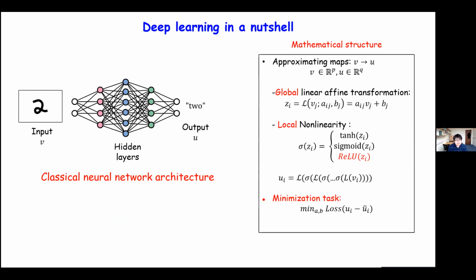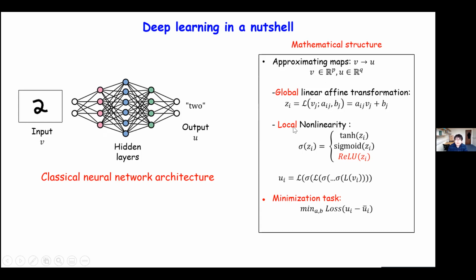So the mathematical structure of a neural network is really simple, and I'm sure a lot of you would be very familiar with it. The classical neural network architecture is trying to approximate finite dimensional maps from V to U. So V lives in R^P and U lives in R^Q. And what a neural network does, suppose we were given a vector V, we will first do a linear affine transformation of V, parameterized by some unknown parameters Aij and Bj. So this is the first thing a neural network would do.